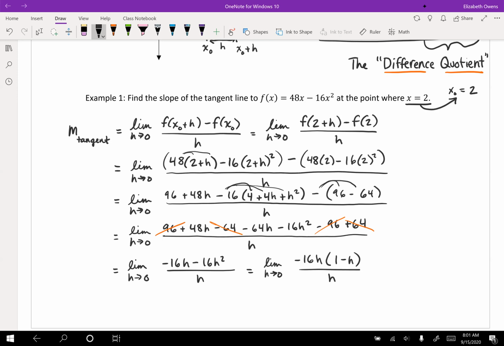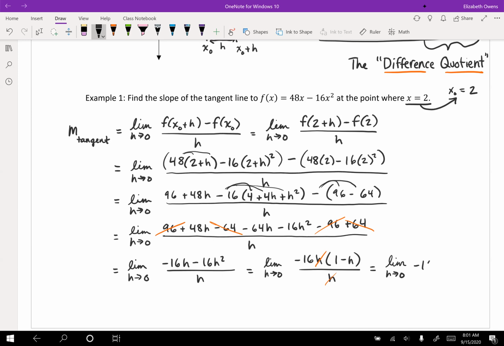Okay. And then, yes, the h's are going to cancel for us, and that's great. That's really what we're hoping for in these. We want that h in the denominator to cancel out, because that's what's stopping us from using direct substitution. So yeah, that's a good sign that we're on the right track.